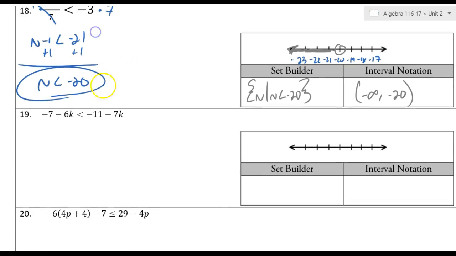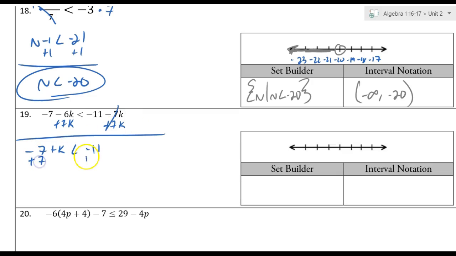So solving 19, all right, I have no distributing, I have no dividing, so I'm going to move the smaller of the variables first. So negative 6 and negative 7. Negative 7 is technically smaller, so I'm going to add that over. This will cancel. Negative 6k plus 7k is k, is less than negative 11. So to solve for k, I'm going to do the inverse of a negative 7 by doing addition. Cancels. k is less than negative 4.